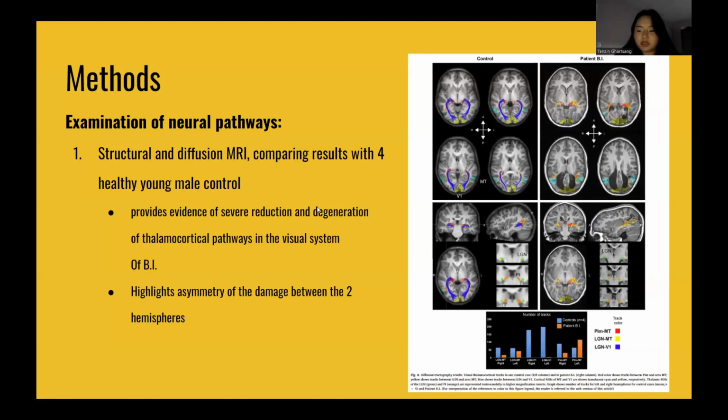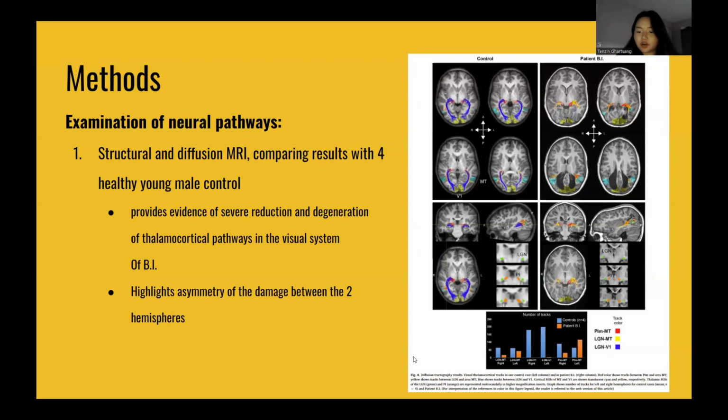They also examined his neural pathways and did a structural and diffusion MRI and compared the results with 4 healthy young male controls. And so the green lines represent the normal number of connections between the parts of the brain, while the red lines show the reduced number of connections.